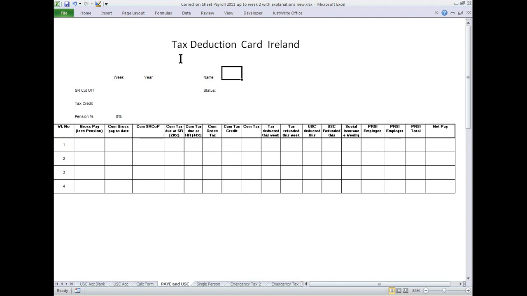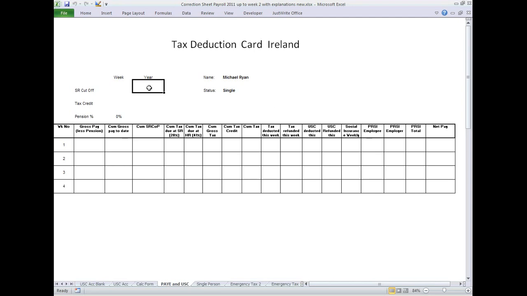Now the first thing we have to do is enter the name, and in this case we're told it's Michael Ryan, and Michael's status, we should enter that there. Michael's status is single. Now because Michael's status is single, what we first have to find out is the standard rate cut-off and the tax credit. Now you'll have to look up your notes on this.